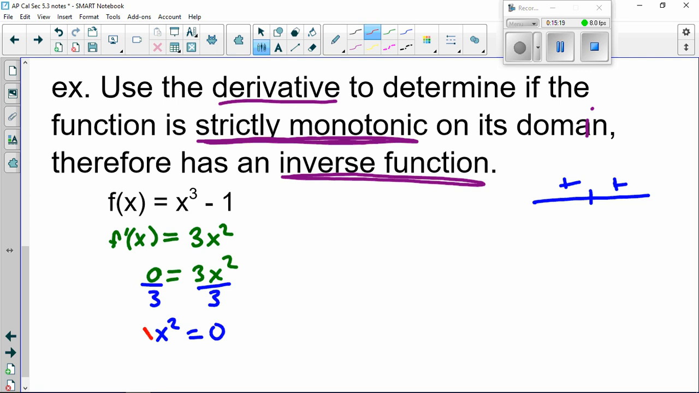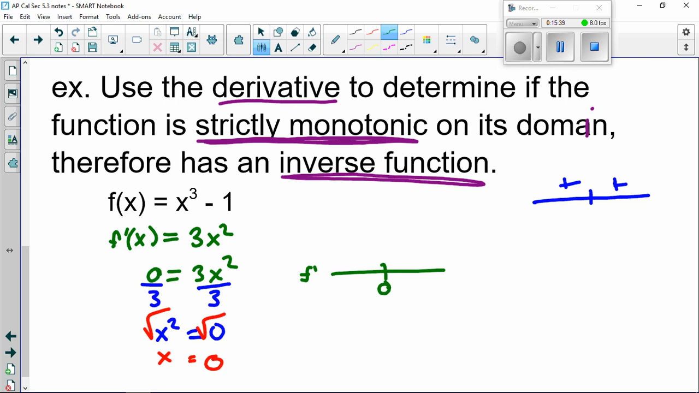You can square root both sides. Square root of 0 is just 0. It's not plus or minus because 0 is not negative or positive, so it doesn't matter. So if we're going to make a number line here, we would have a number line with 0 on it, and this is our derivative, remember.